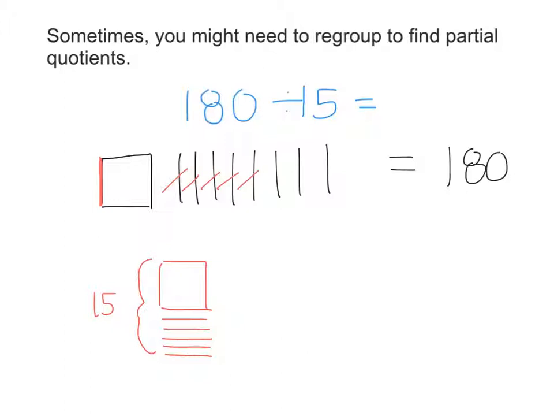Is there any way I can make these 3 rods have rows of 15? What do I need to do? Clarissa? Break them up into ones. Break all of them up into ones? Let's start by breaking one of them up into ones. If I want to take this rod and break it into ones, I'm going to get rid of this guy. And how many ones will I have? 10. So 1, 2, 3, 4, 5, 6, 7, 8, 9, 10. I now have 10 ones to work with.